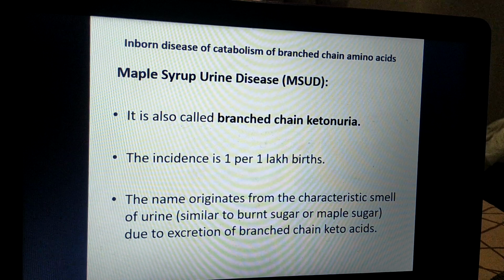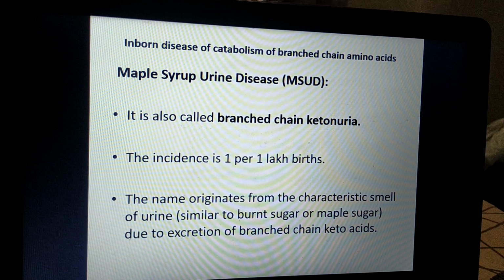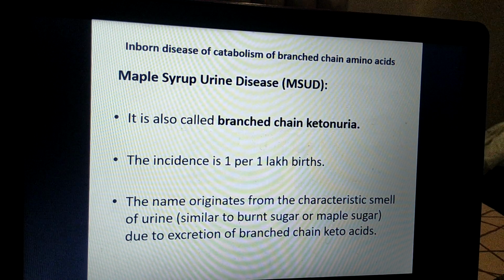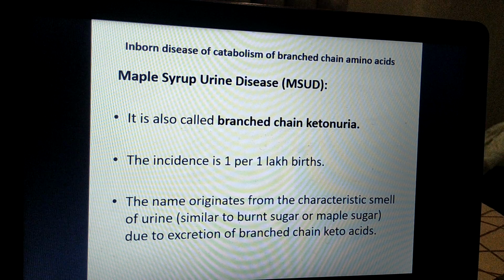Now coming to the inborn errors in the catabolism of branched chain amino acids, the most important error is maple syrup urine disease. It is also called branched chain ketonuria because branched chain amino acids are not catabolized in the body, therefore they get excreted into the urine. Incidence of this disease is 1 per 1 lakh births. The name originates from the characteristic smell of urine, which is like burnt sugar or maple sugar due to excretion of branched chain keto acids in the urine.